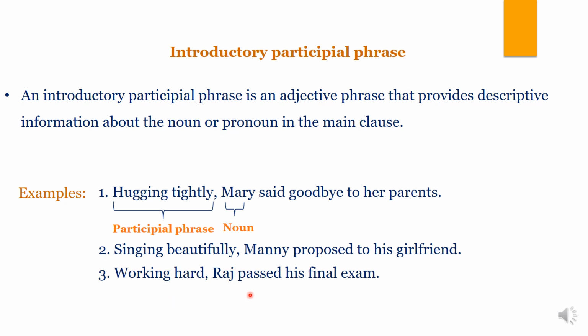Working hard, Raj passed his final exam. See, working hard is an introductory participial phrase. So we need to place a comma after working hard. Raj is a noun. So working hard, place a comma, then continue the rest of the sentence. That is, Raj passed his final exam.